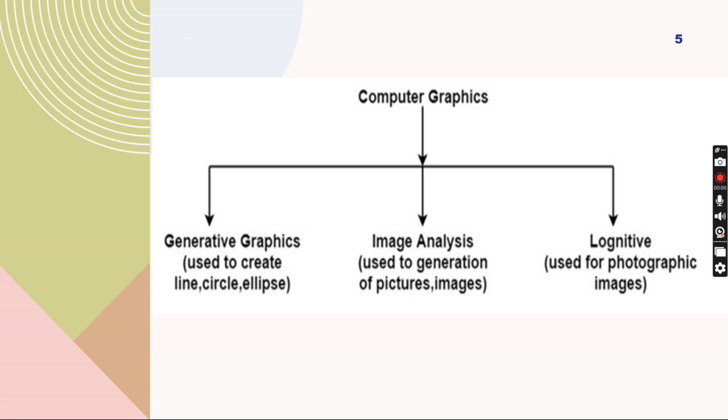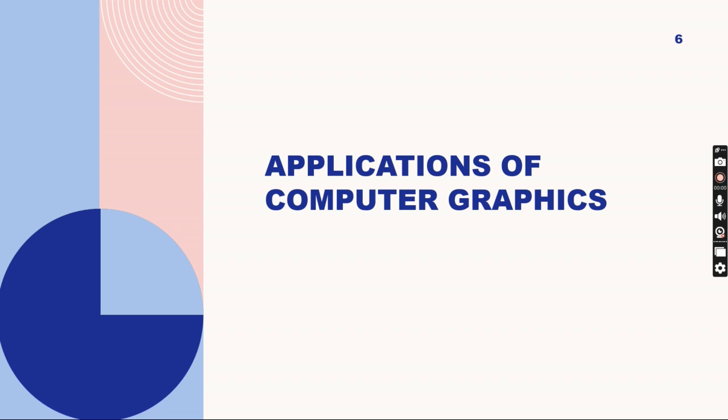So graphics can be generalized into generative graphics, used to create lines, circles, and ellipses. Then image analysis, used for the generation of pictures and images. Then cognitive, used for photogenic images.